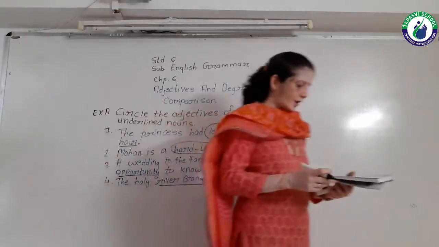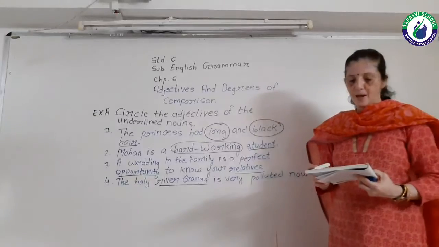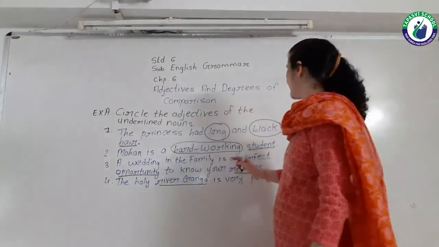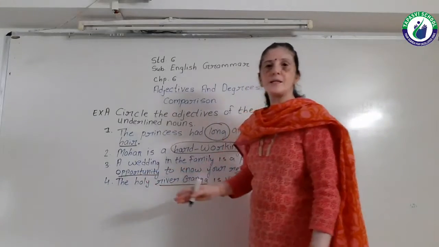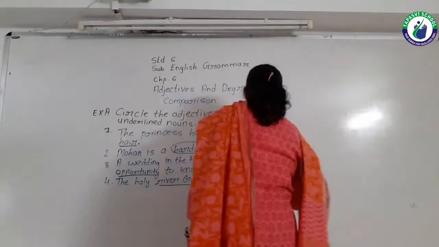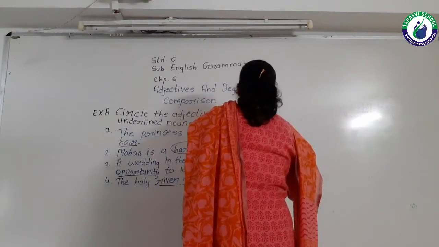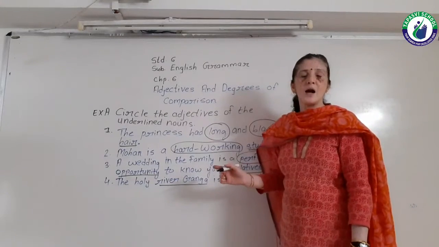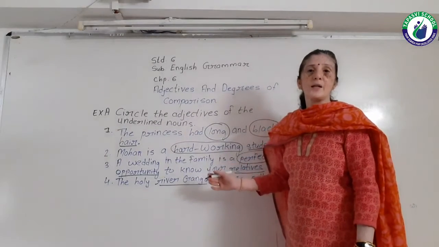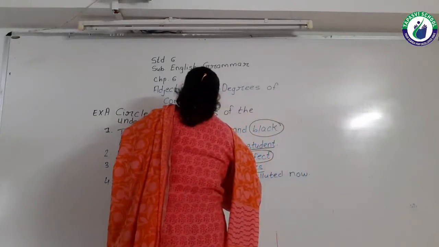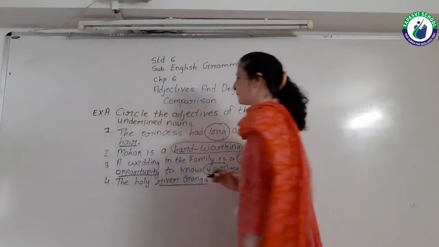The next is, a wedding in the family is a perfect opportunity to know your relatives. See here, opportunity is a noun. What adjective is used for this noun? That is perfect. And again, relatives is a noun. Which adjective is used for this noun? That is your. So you have to circle your.